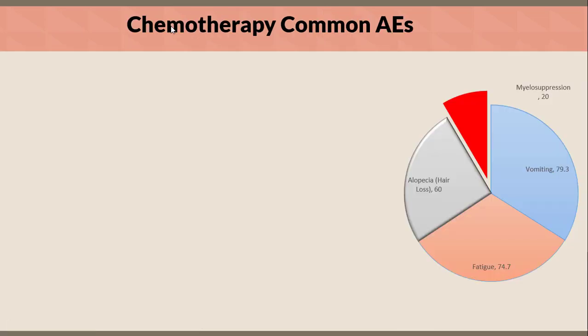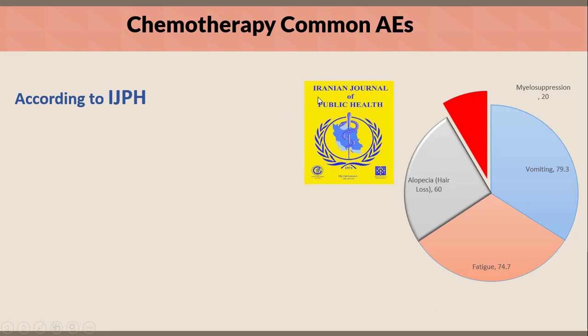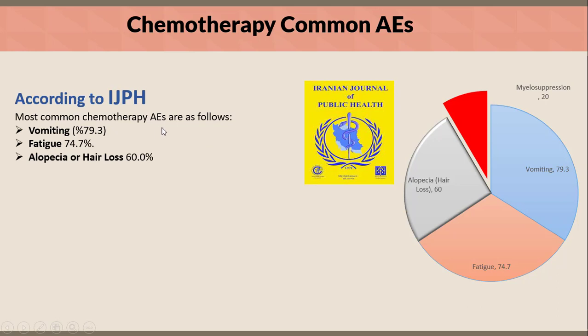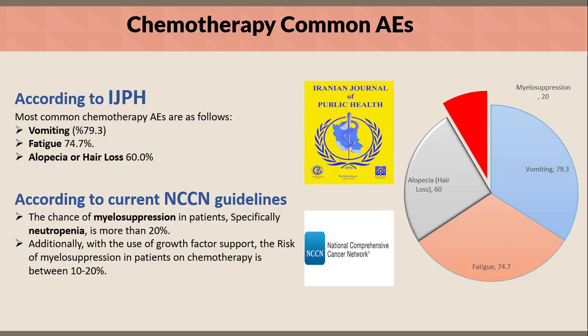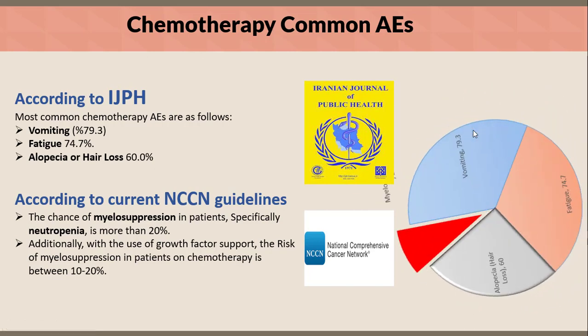The common chemotherapy adverse effects. According to the Iranian Journal of Public Health, the most common chemotherapy adverse effects are as follows: vomiting 79%, fatigue 74%, alopecia or hair loss 60%. According to current National Comprehensive Cancer Network guidelines, the chance of myelosuppression in patients, specifically neutropenia, is more than 20%. Additionally, with the use of growth factor support, the risk of myelosuppression in patients on chemotherapy is between 10 to 20%.